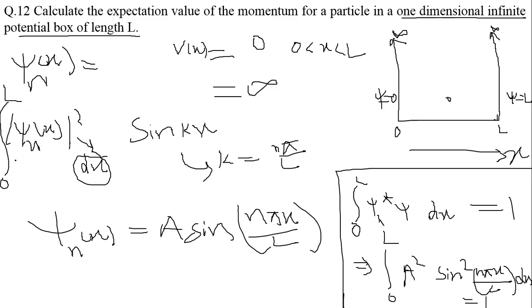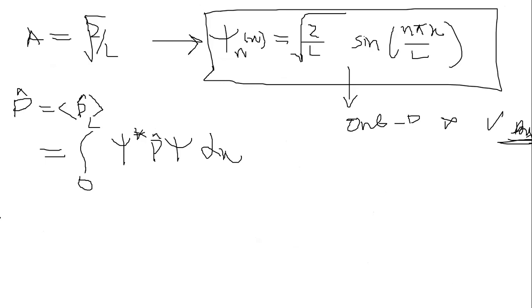So here we want to calculate the expectation value of momentum, since it is one dimensional, so we will calculate the expectation value of momentum px. So the expectation value of momentum px will be the integration 0 to L psi star px cap psi dx. So when you calculate it, it will be 0 to L psi star. Yeah, this is psi star.